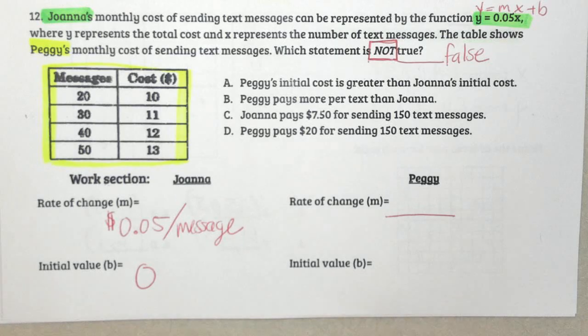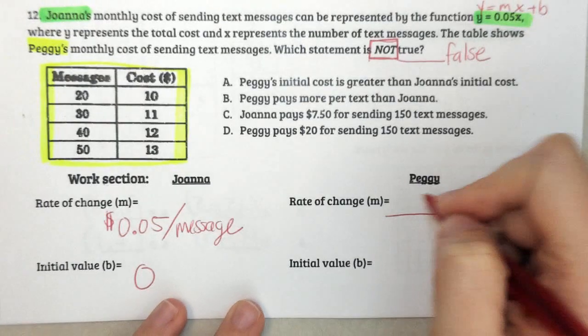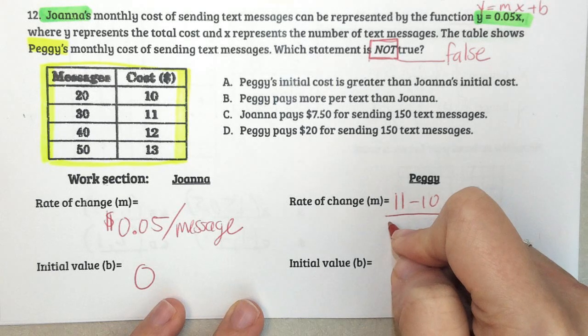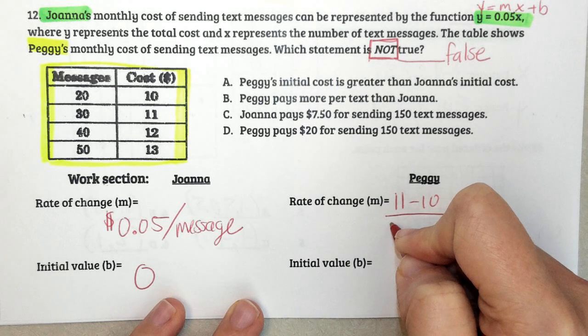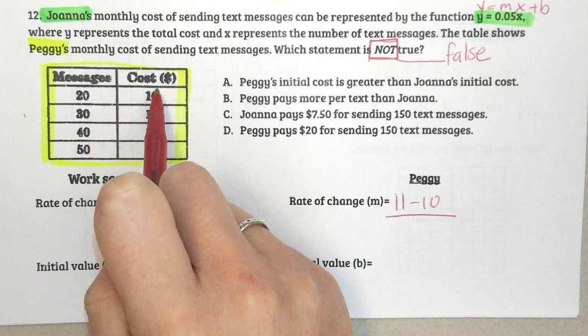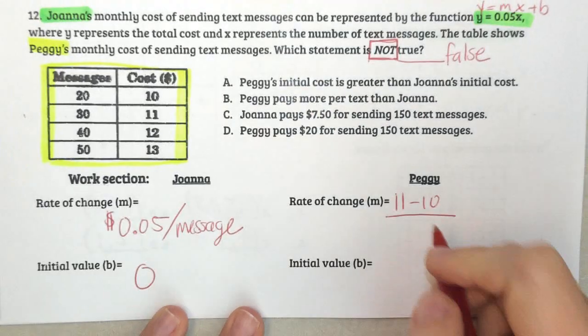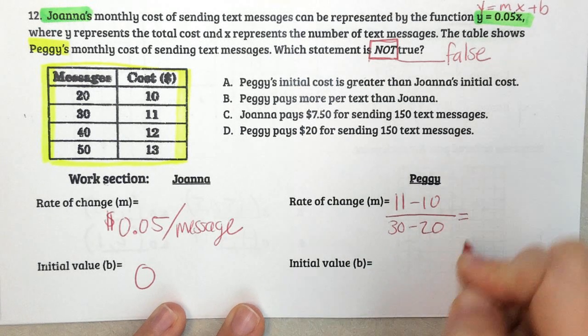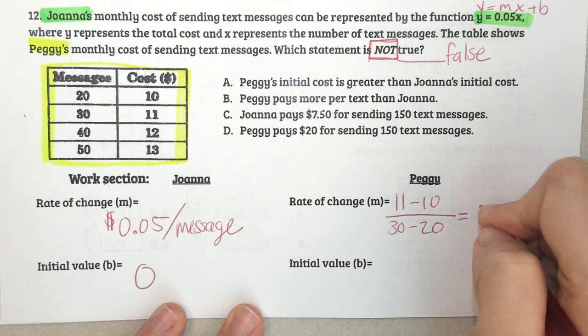Aubrey, what's my y2 minus y1? Jade, x2 minus x1. 40 minus 30. She used 11 and 10, so you got to use the same. No, 30 and... Good. And so Kylie, 11 minus 10 is?